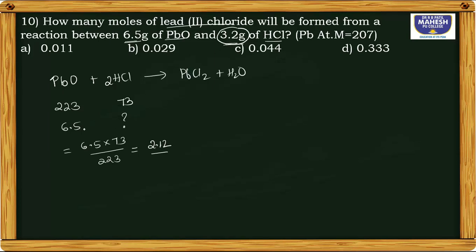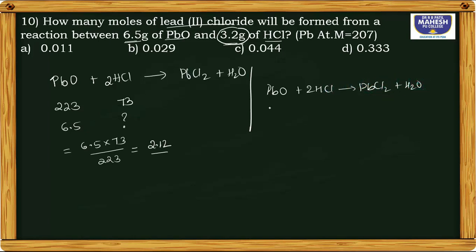It is a lead oxide. Why? Because it is present in limiting. Clear? So let me write the reaction once again, same reaction obviously. Lead oxide plus 2HCl to form lead chloride and water.